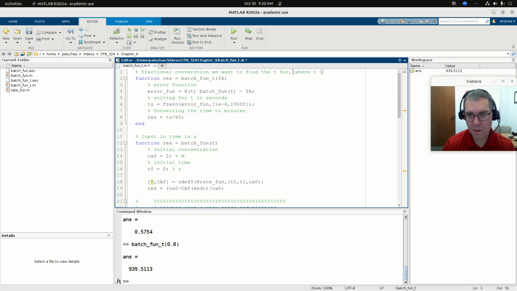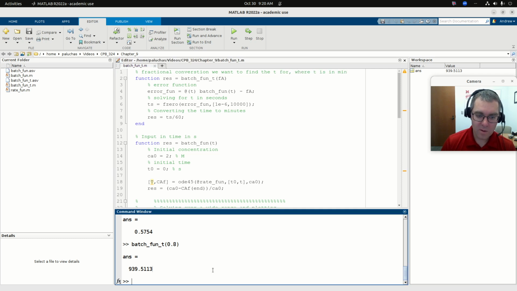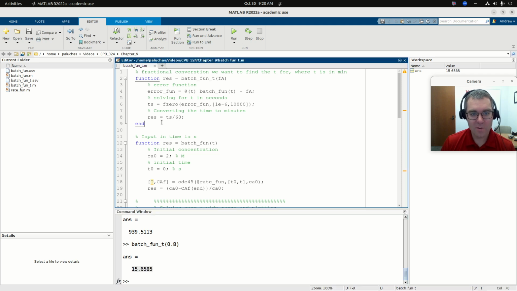All right, where t is in minutes. So now I've got some code that if I specify a fractional conversion of 0.8, it gives me the time it takes to get that fractional conversion in minutes. Okay, great.